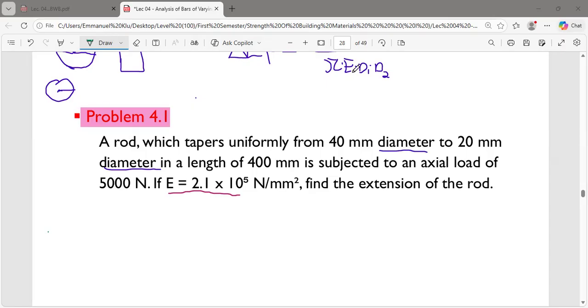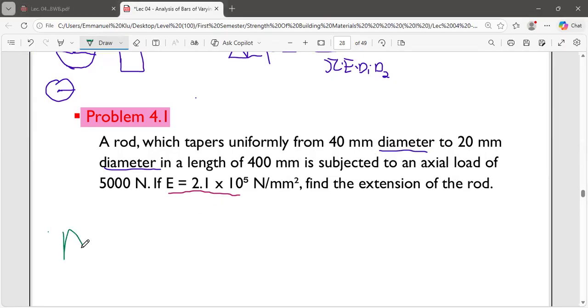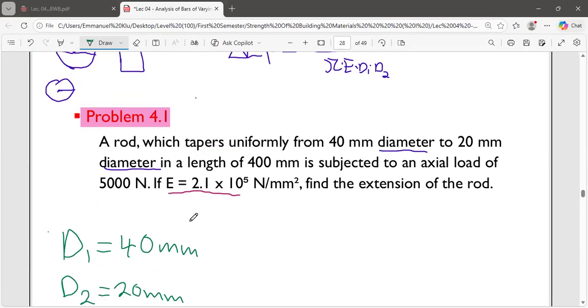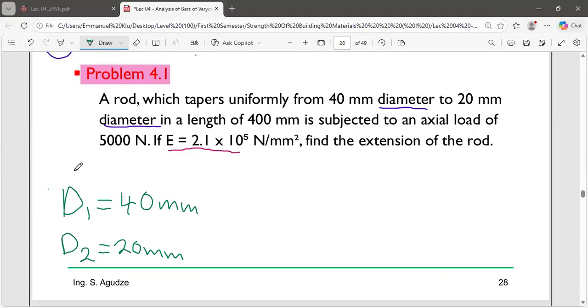Okay, exactly. So our question says that a rod which tapers uniformly from 40 diameter, so it means that D1 is going to be the bigger one, so 40 diameter, to what? 20 diameter. So our D2 is equal to 20 diameter. Exactly, in a length of 400. So let's quickly put the length over here. Our length is equal to 400.